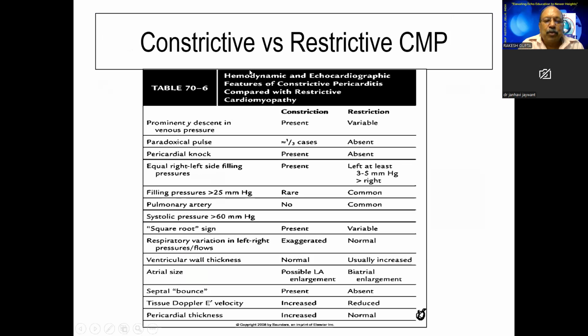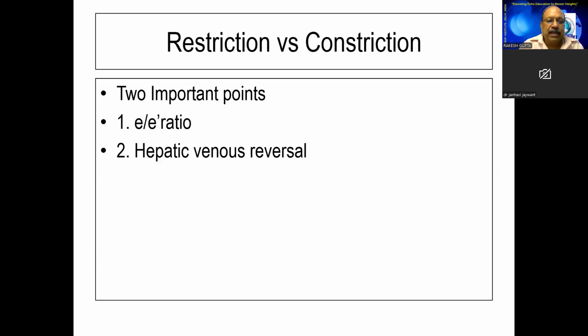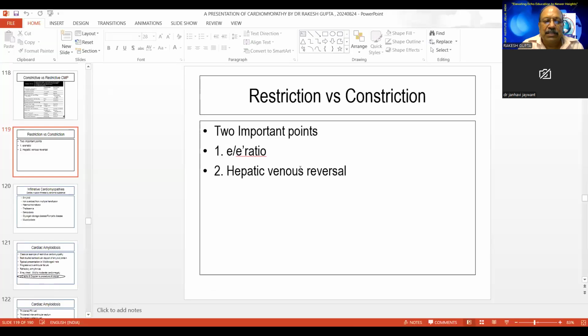What is talk of prominent wide descents, paradoxical pulse, pericardial knob, equal right-left filling pressures, filling pressure more than 25 millimeters of mercury, pulmonary artery systolic pressure, square root sign, respiratory variations, ventricular thickness, atrial size, septal bounce, tissue Doppler imaging velocity, pericardial thickness. If you ask me how to differentiate constrictive versus restrictive pericarditis, I have got very few important things which you have to have in mind.